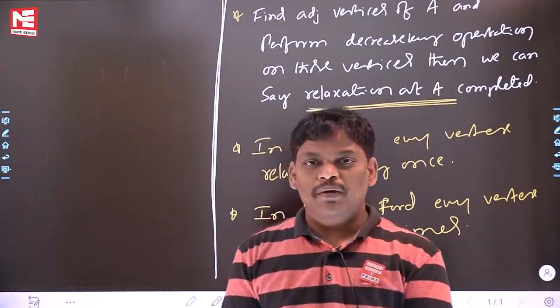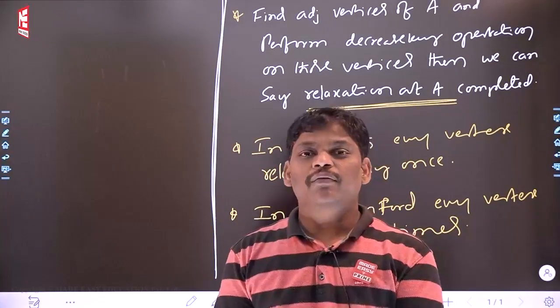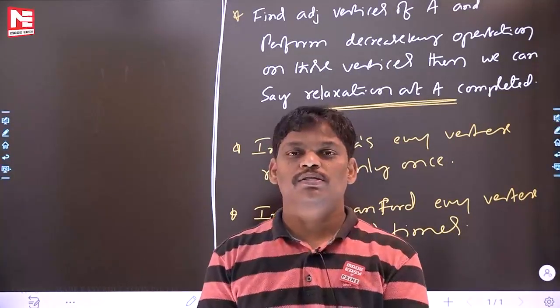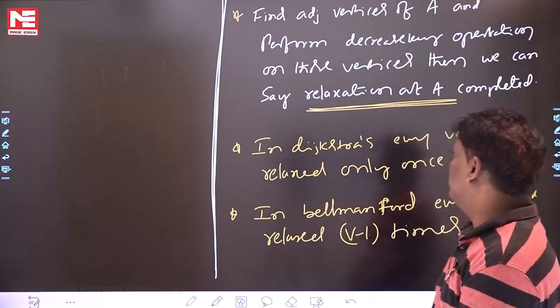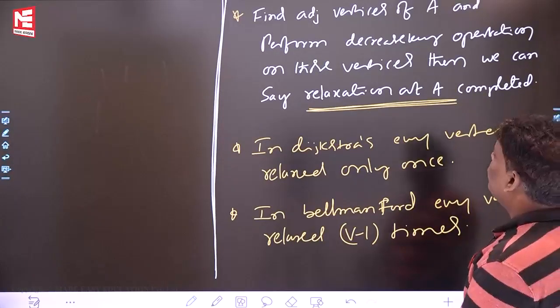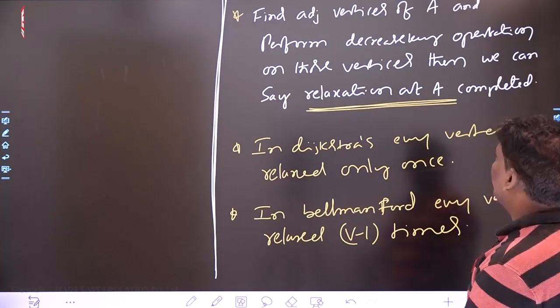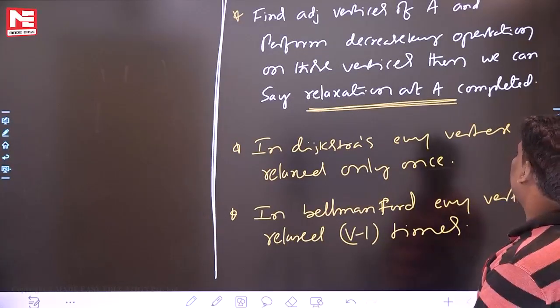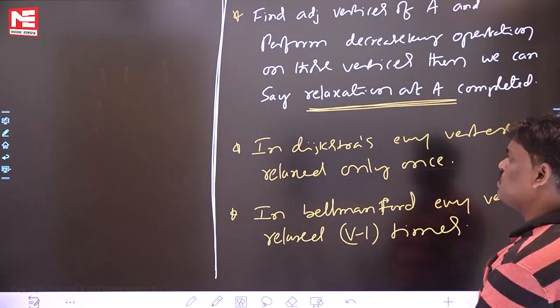To explain the Bellman-Ford algorithm, we need a few things. Those I have written on the board also. I will read once. Please listen. First point: find the adjacent vertices of A and perform the decrease key operation on those vertices. Then we can say relaxation at A is completed. That is the first thing.